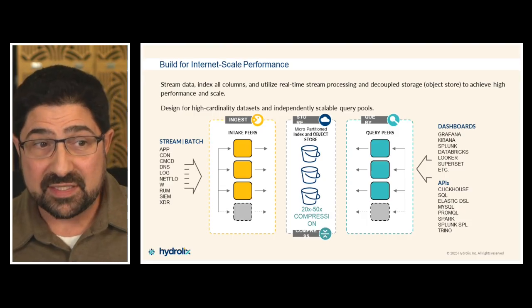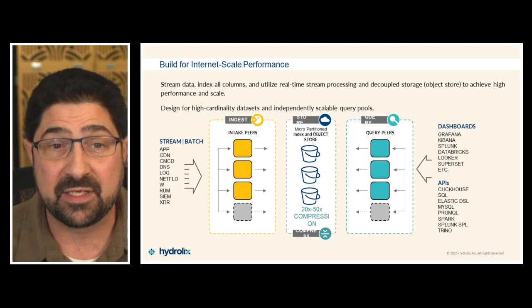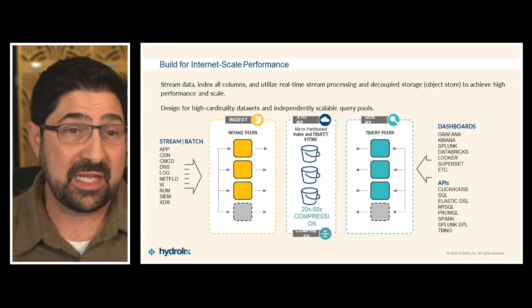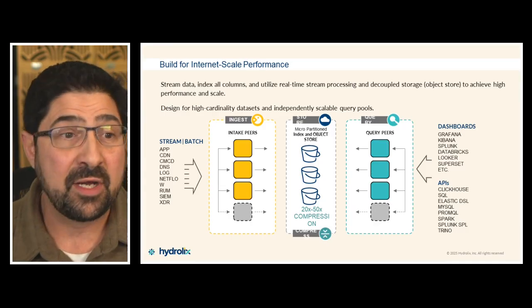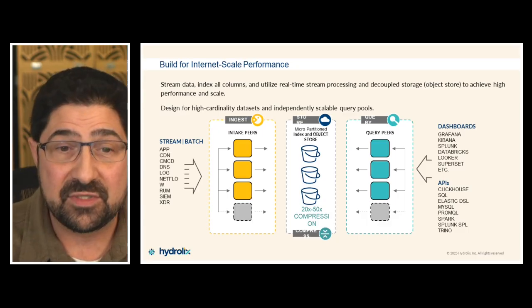And then the other place that we scale out and in linearly is the query peers, because some customers need sub-second query on petabytes of data. That takes a lot of horsepower. Other customers don't. And you want to be able to take these knobs and tweak them as you go.